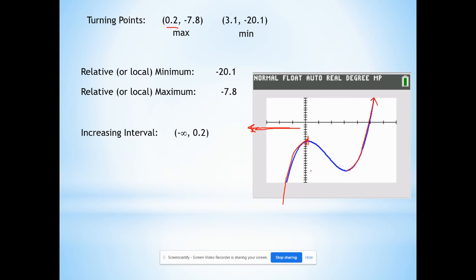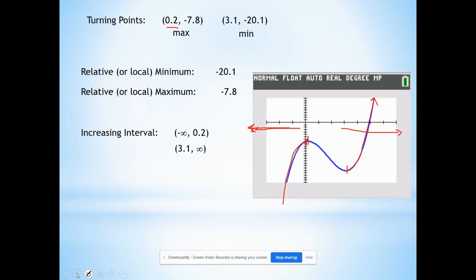And I have another increasing interval here where it starts now at this point, which is going to be my 3.1, but it's going on and on and on forever in this direction, so it's going to be positive infinity. So it'll be starting at 3.1 and going to positive infinity.